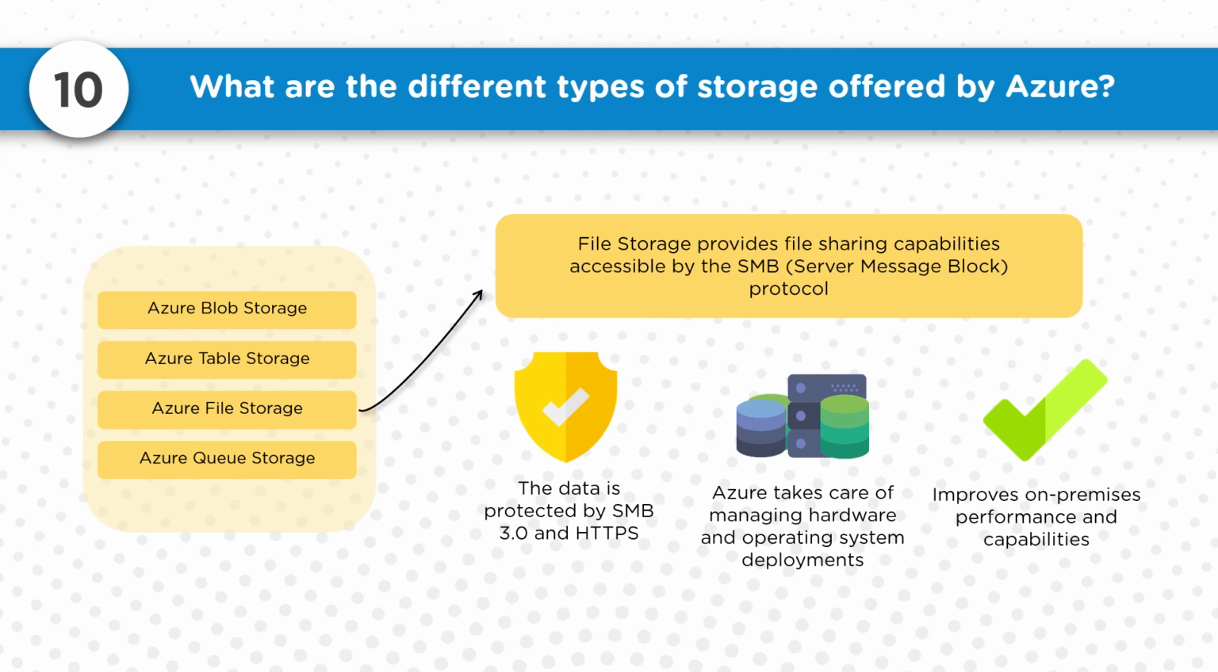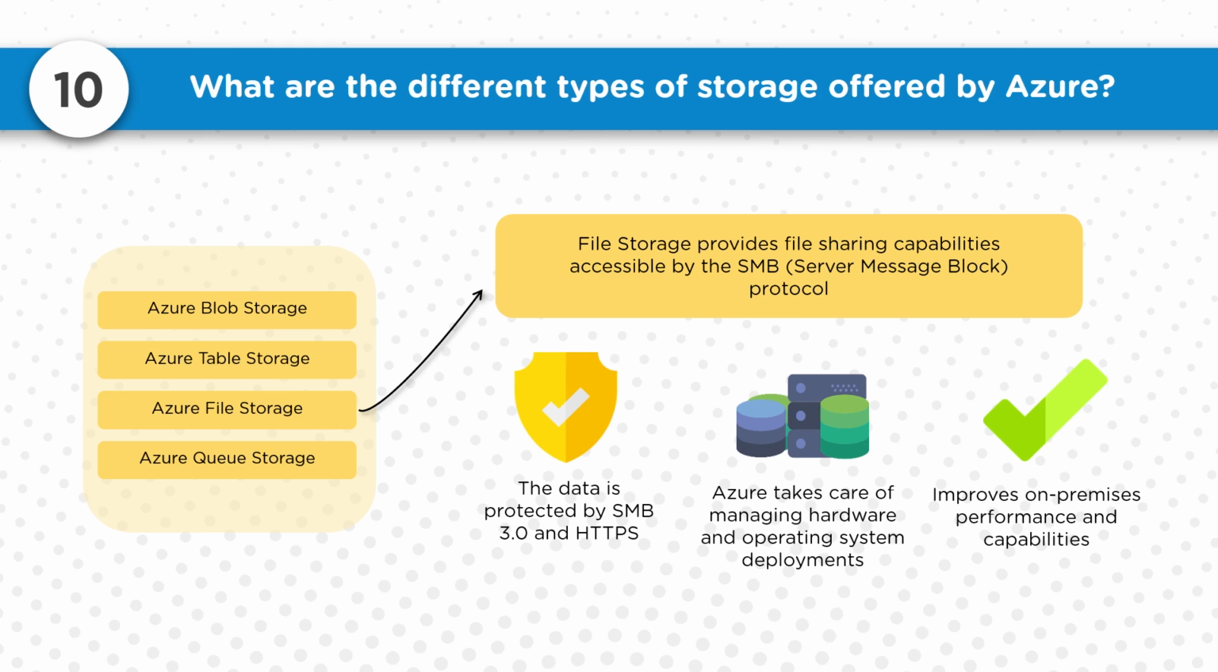Azure Files is another storage option. It's a managed file share for cloud or on-premises deployment. File storage provides file sharing capabilities accessible by the Server Message Block protocol, and this can be accessed from the cloud as well as from on-premises. In file storage, the data is protected by SMB 3.0 and HTTPS protocols.